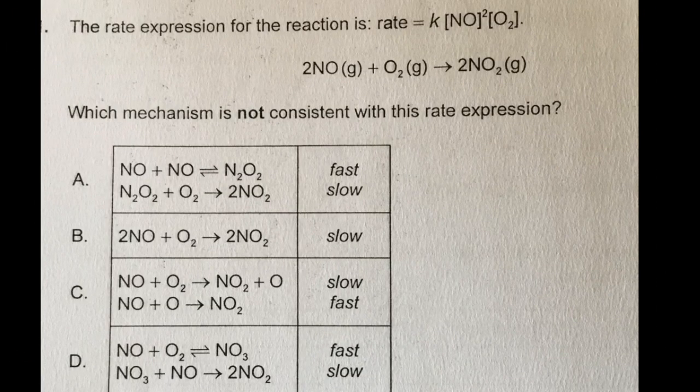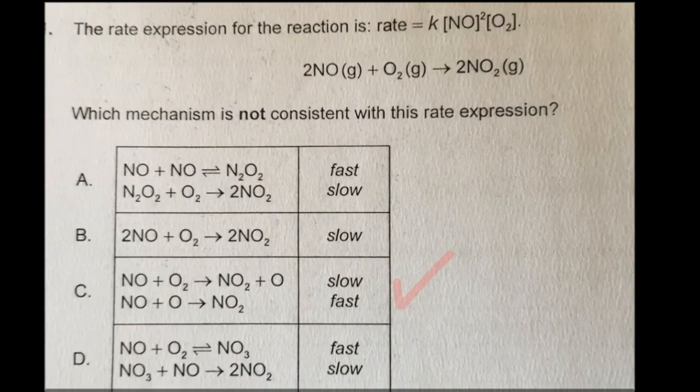Now I would like you to take a look at this question and to decide which of these mechanisms is not consistent with this rate expression, which is the same rate expression that we looked at previously. Then which of these 4 would not possibly give rise to this? Stop here, review the explanation, think about it, and then decide which of these 4 is not consistent with the rate expression.